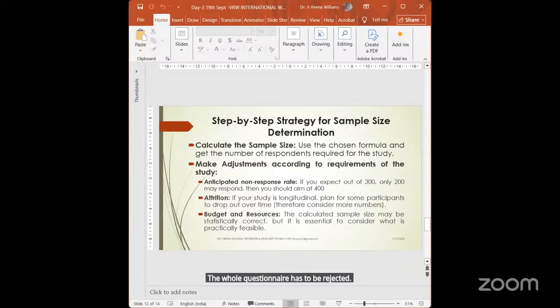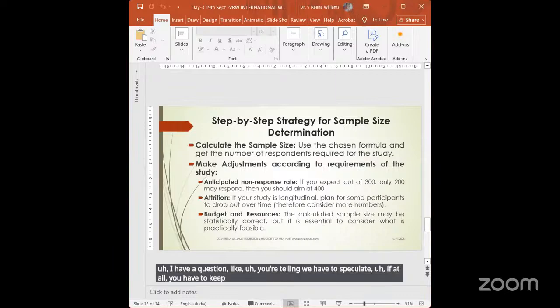Ma'am, I have a question. Like you're telling we have to speculate. If at all you have to keep the margin, like out of 300, if only 200 people respond, then you have to aim at 400. How can you speculate without interacting with them that only so many people are going to respond? I'm explaining that. Please give me some time.